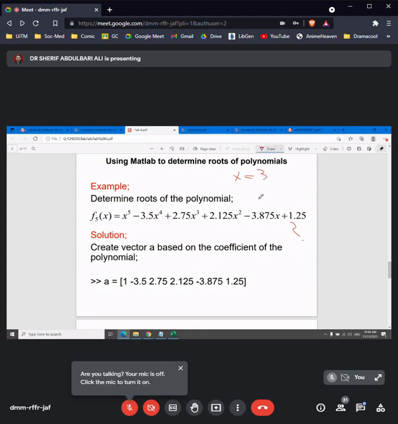If I said x is equal to 3, that means you need to put 3 here, and 3 in here, and 3 in here, and 3 in here, and 3 in here, and use your calculator to find that value. In MATLAB, no need to do that.